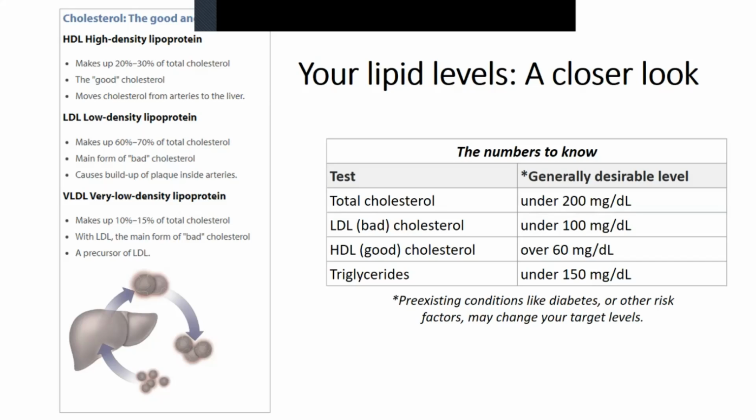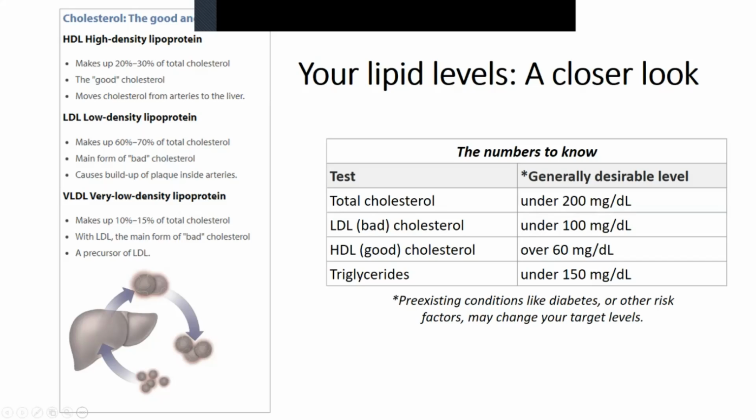That's the number that seems to correlate the most significantly with hardening of the arteries. Generally desirable levels, again, can vary based on your own personal medical history, especially if you have type 1 or type 2 diabetes. On your screen, it shares with you what the makeup generally is of our total cholesterol in terms of the percentages, where it comes from, and what to be mindful of.